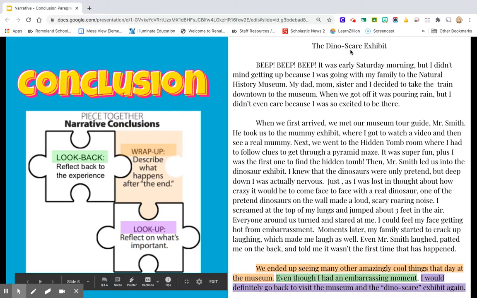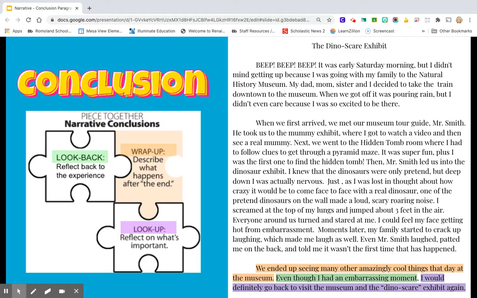And this is called the Dino Scare Exhibit. I'm not going to read the whole thing again because we've already read it a few times. But just to remind you, this is a narrative about a family, and the main character is, I believe, the son, or daughter. We don't know. Let's say it's the son. They go to the museum, and they talk about what happened in the body, the beginning, middle, and end, where they go to different exhibits, but then they go into the dinosaur room. And remember, the fake dinosaur roars, and the main character gets really scared, and he screams and jumps, and everyone stares at him.